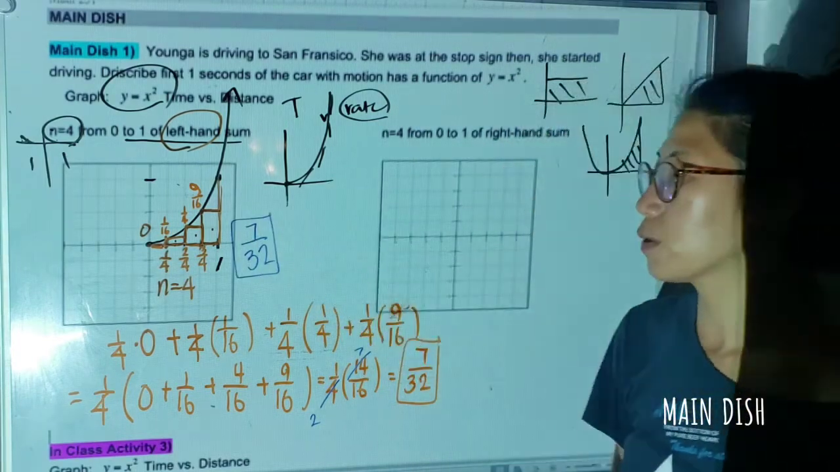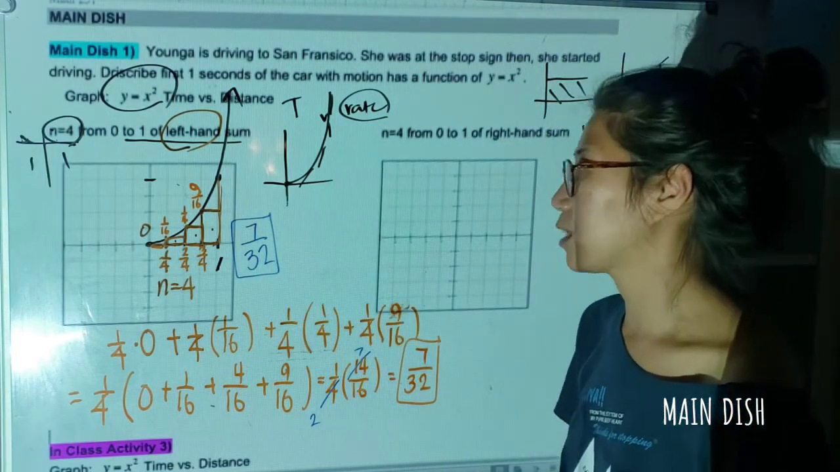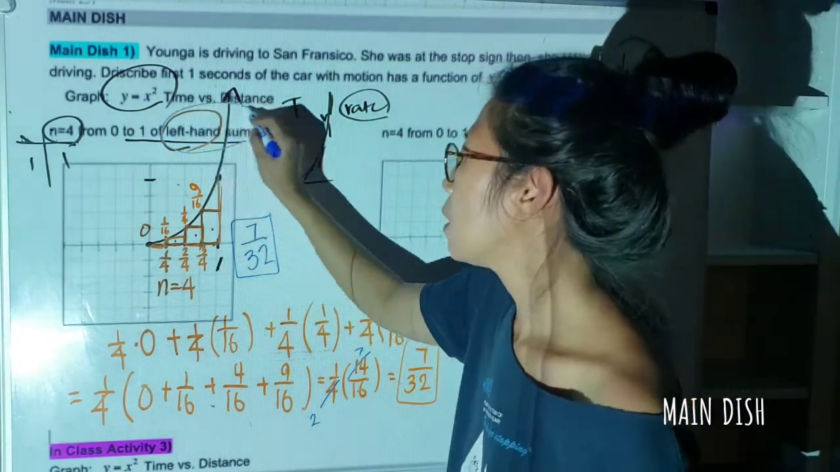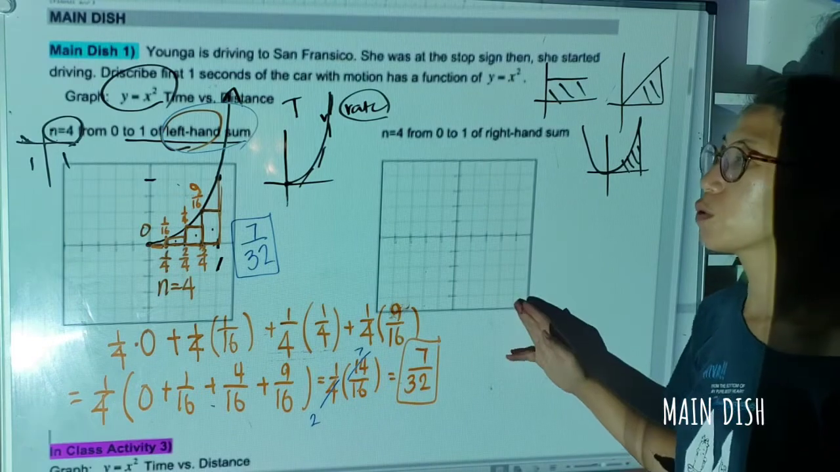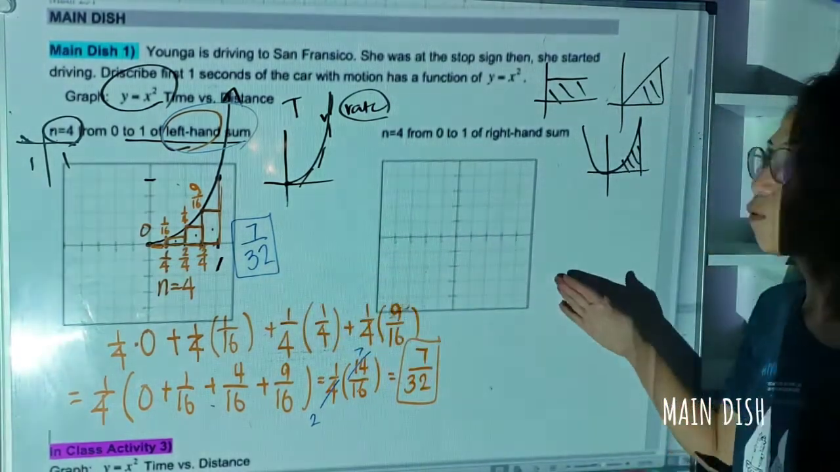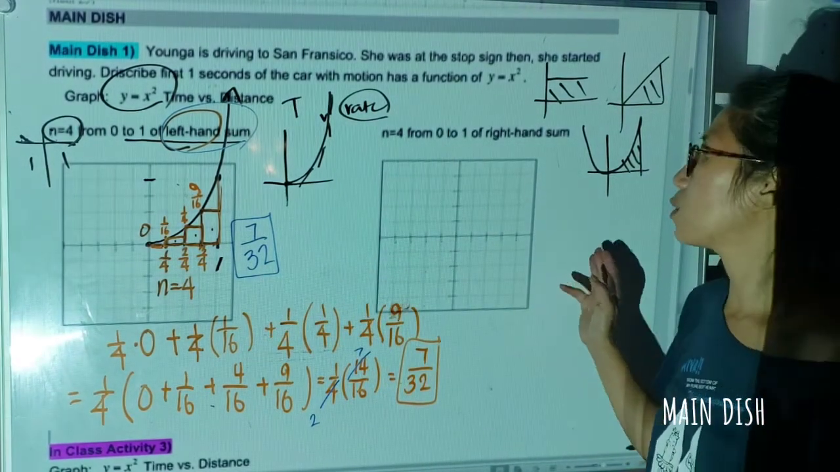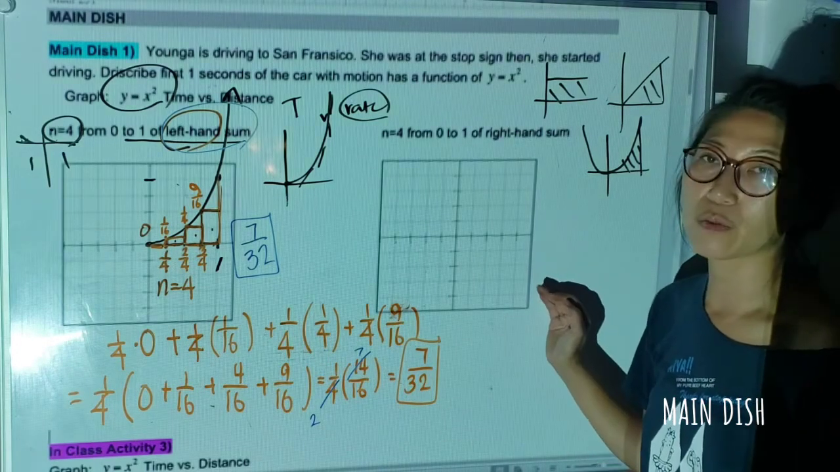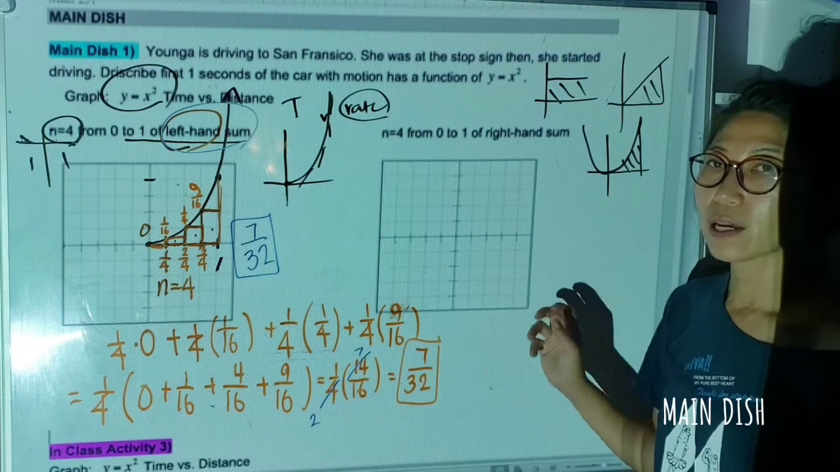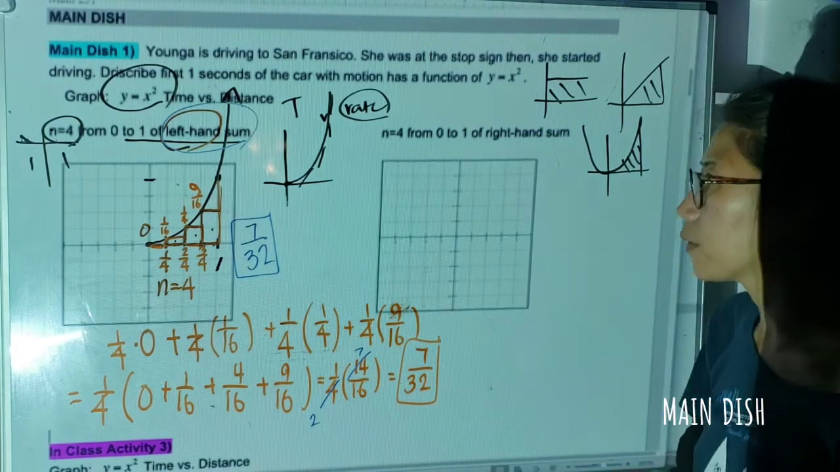So this method we call the left-hand sum. The left-hand sum approximation for the integral. So now I want to show you exactly the same thing and how we're going to estimate the area using the right-hand sum. And after that, we are going to basically take an average, and that will give us a very accurate area under the curve of x squared.